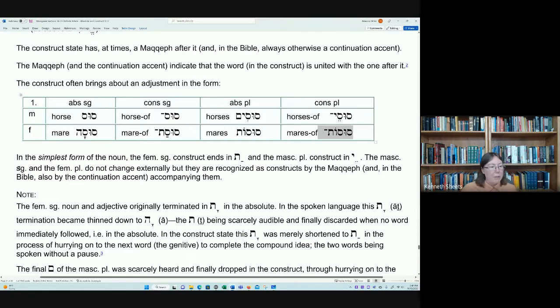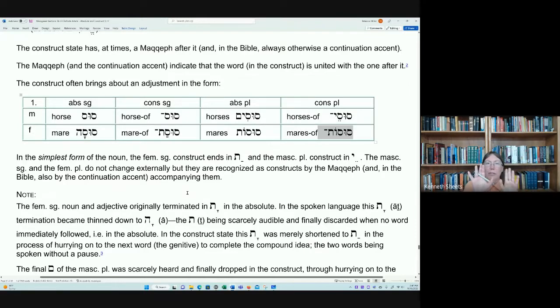So here we have this note then. In the simplest form of the noun, the feminine singular construct ends in ath and the masculine plural construct ends in the sere yoth. The masculine singular and the feminine plural do not change externally, but they are recognized as constructs by the makef and also by the continuation accent accompanying them.